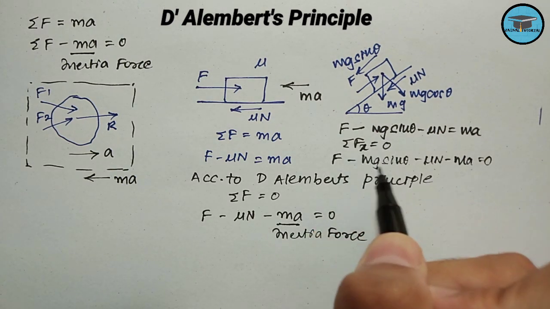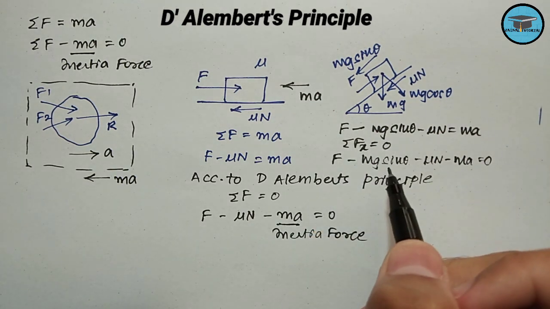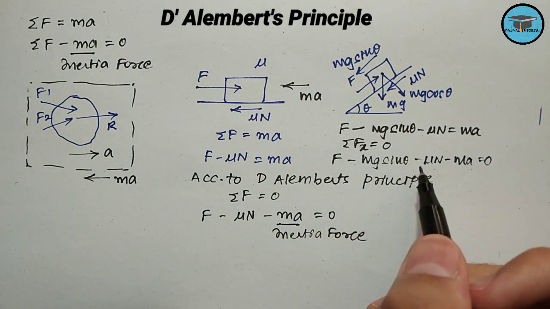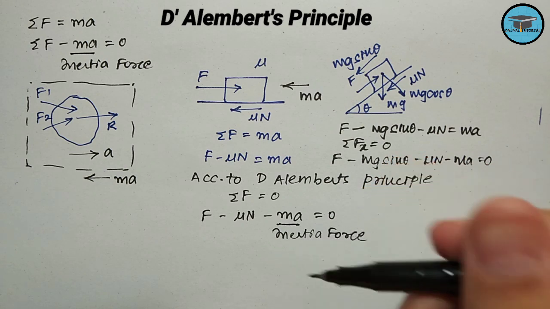So sigma Fx equals 0. So we have obtained the component of the force, that is sigma Fx equals 0, and we have applied D'Alembert's principle along the x direction.